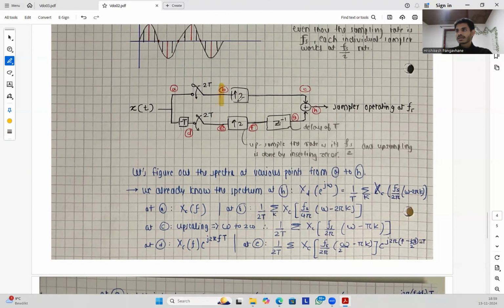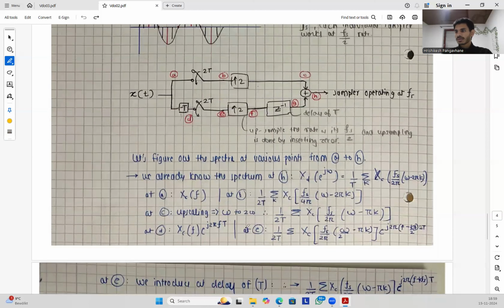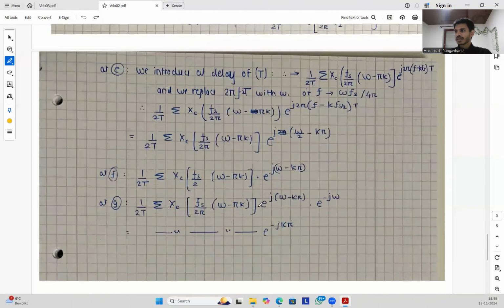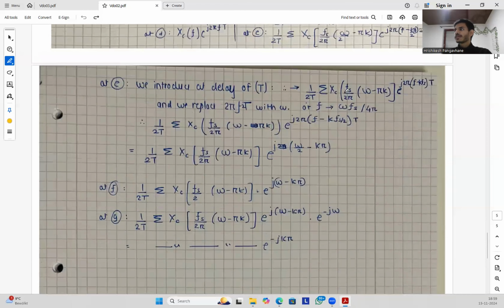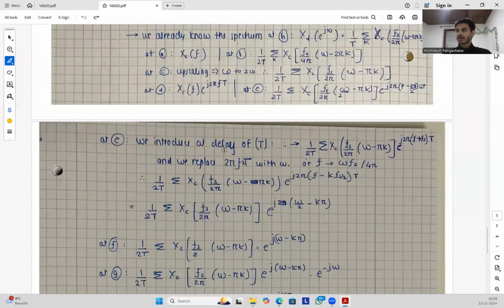After point d, we sample it. So at point e, we have the sampling. The same spectrum, but we have this factor as well while sampling. So this factor adds up over here, and I have written this complicated thing on the next page as well. The factor adds up like this: e to the power 2 pi f minus k times fs times t. This we discussed earlier.